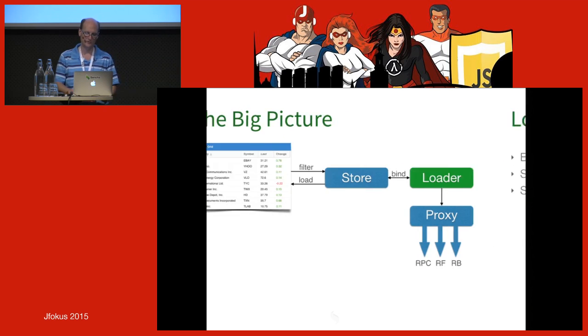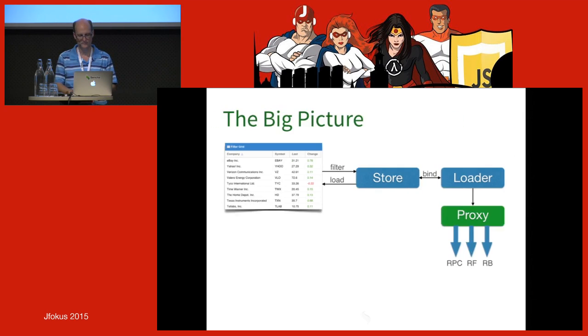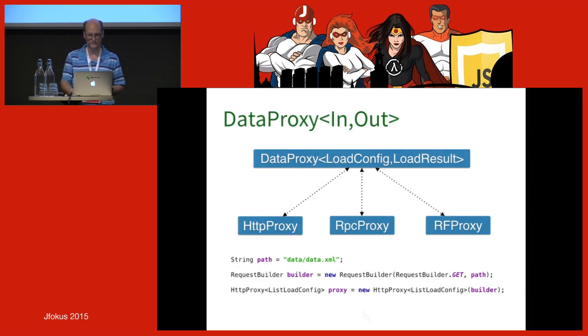So moving on to loaders. These can deal in terms of any POJO, any model type in your application, and they in turn send things to data proxies. So let's look at the proxy. These are just a generic class that is parameterized in terms of an input and an output type. So you create a data proxy that knows how to take a certain type of request object and knows how to return a certain type of result.